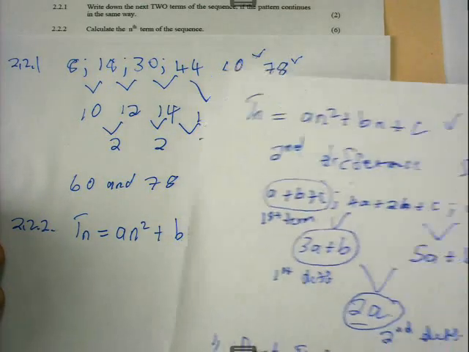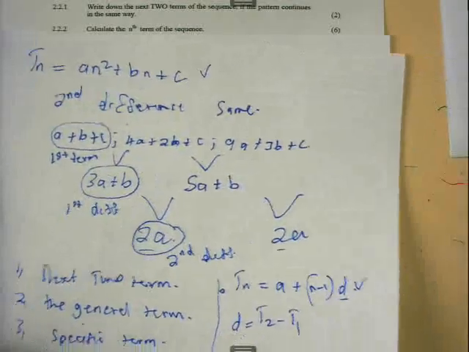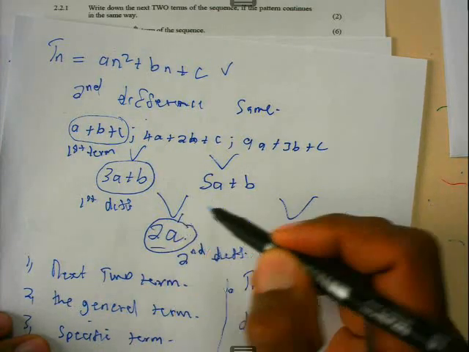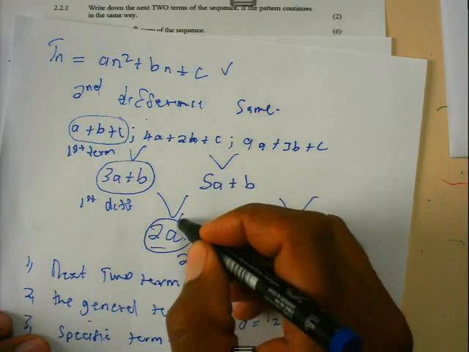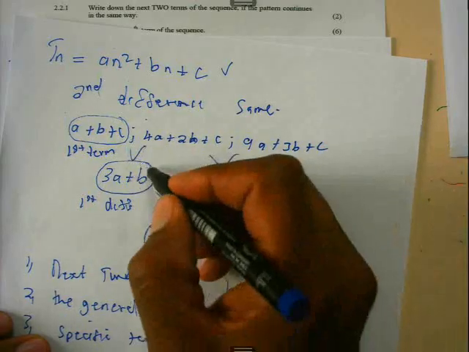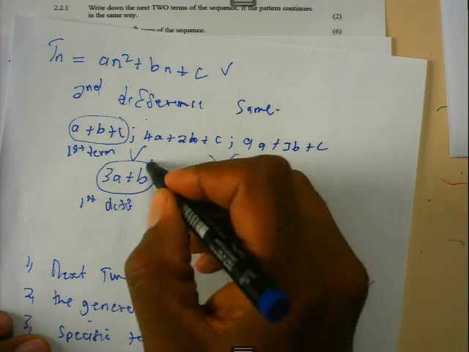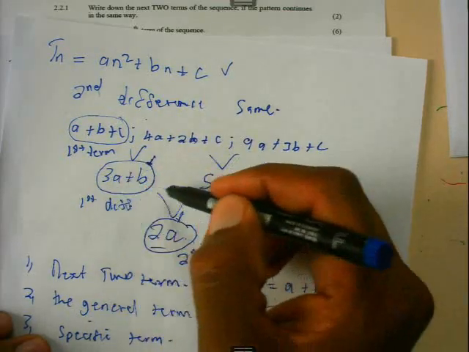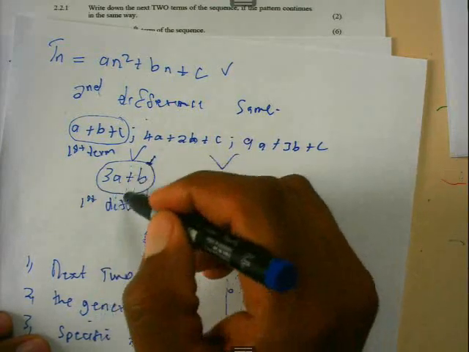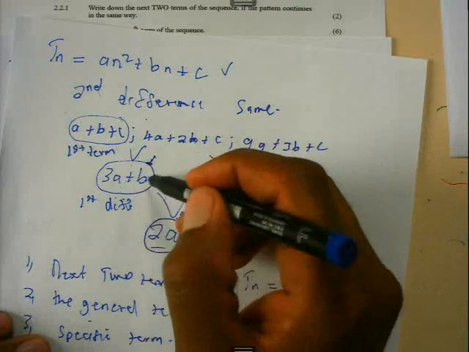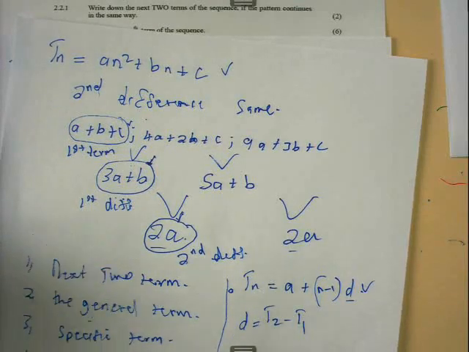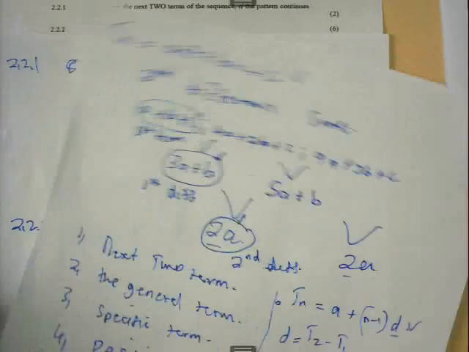You'll remember I said when we determine the general term, the nth term of the sequence, we need the second difference. What is the second difference? That is 2a. We also need 3a plus b. What is this 3a plus b? It's the first term of the first difference. And of course, a plus b plus c. That is our first term.